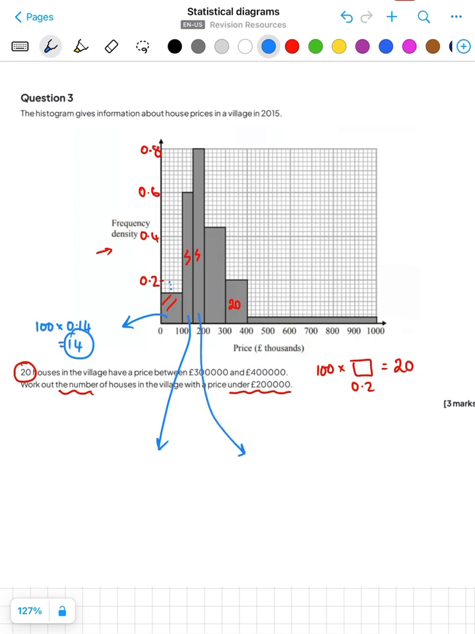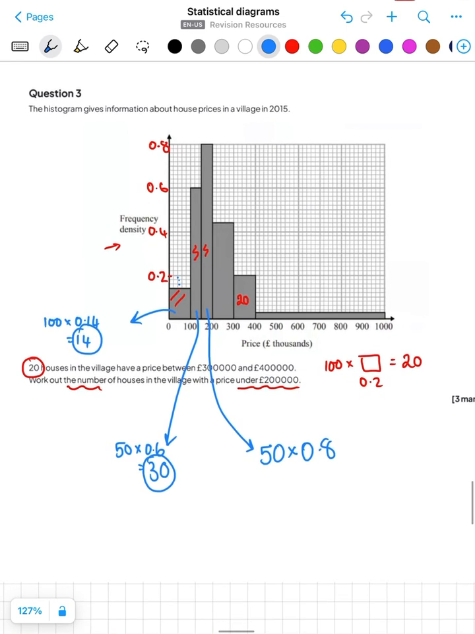Our next box is 50 wide, and we're up at 0.6. 0.6 times 50 is 30 houses. And then our next box again is 50 wide, and we're up at 0.8 for that one. 50 times 0.8 is 40. So that's a total of 14 plus 30 plus 40 to get our total number of houses, which is 84.